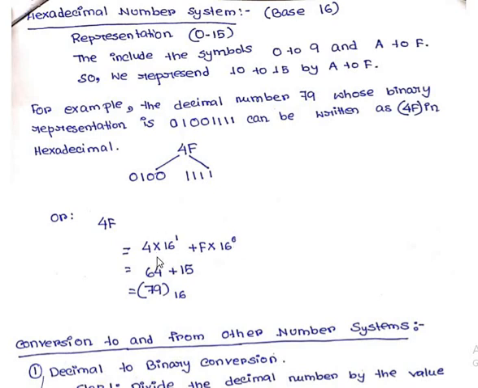Now here 16 into 4 will give you 64 and F means 15, so 15 into 1 will give you only 15. Now add these numbers, you will get 79, which was the answer I had written before.